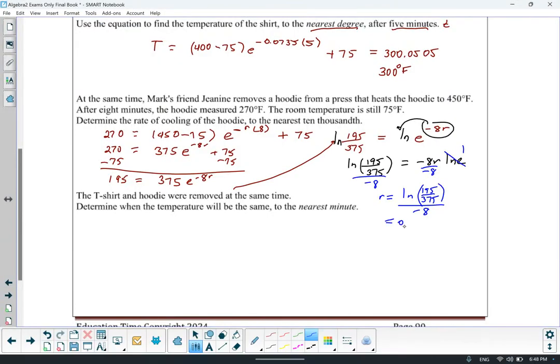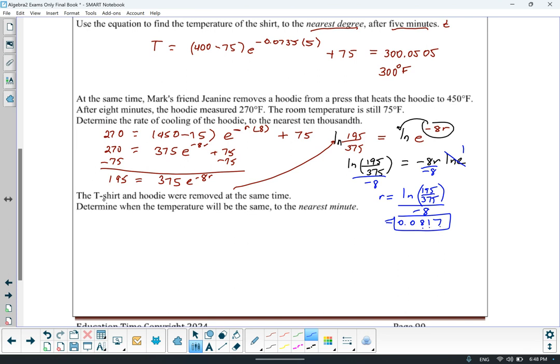So we have only one more part, 0.0817. So that's the rate of cooling. 10 thousandths is 4 decimal places. Remember, tens place, hundreds place, thousands place, 10,000 place.